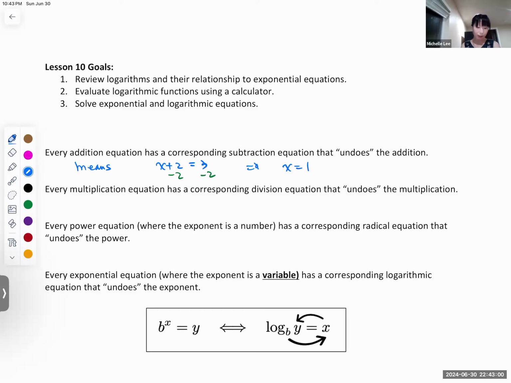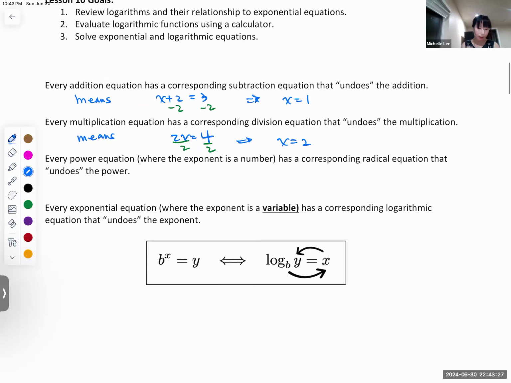The next sentence says that every multiplication equation has a corresponding division equation that undoes the multiplication. So for example, if we have 2x equals 4, then divide both sides by 2, and we get x equals 2, right?